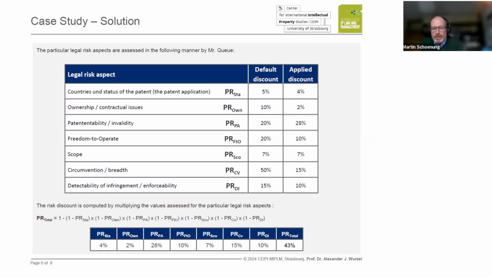It's quite lower than standard in this branch, because the patents are not only oriented on the technical features of the machines, but on the service with a certain level of quality and precision, and by being relatively broad. Sorry. And the last legal risk is the detectability of infringement, enforceability.